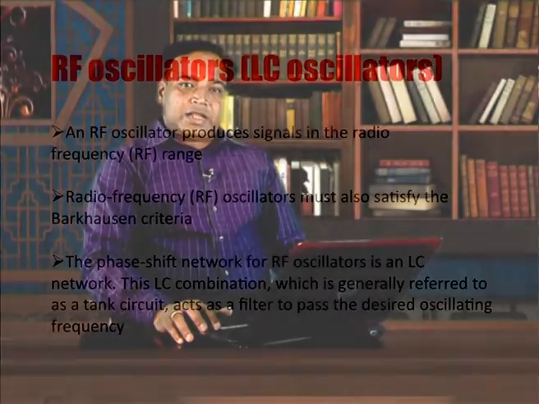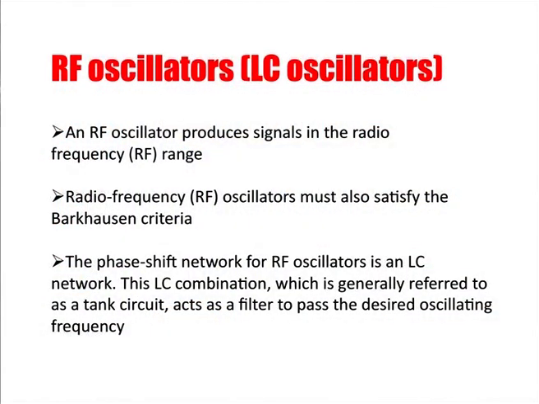Now, coming to the RF oscillators, they are also called the LC oscillators, because the feedback circuit here comprises an inductor and capacitor, unlike the audio oscillators, in which the feedback circuit comprised an RC circuit. An RF oscillator produces signals in the radio frequency range. The Barkhausen criteria is also a condition that should be satisfied here.